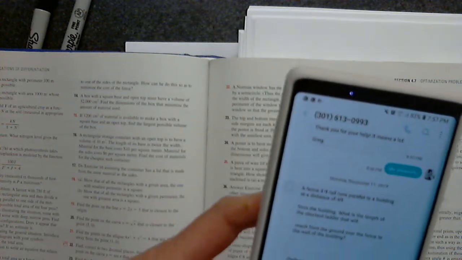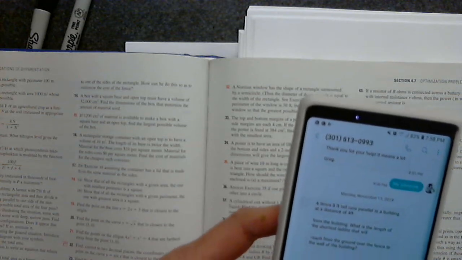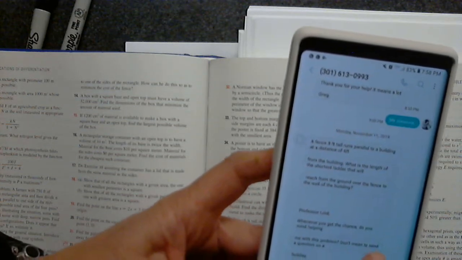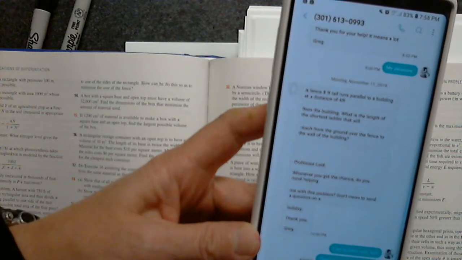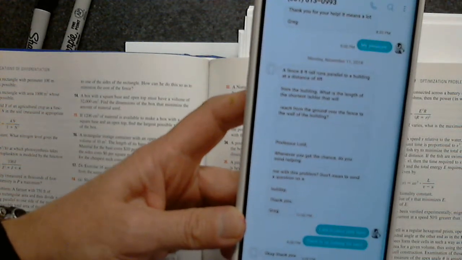I just got this text. And I said, sorry, Greg, please wait. Where is his text? Here it is. He's such a nice young man, like everyone here. So he said, a fence, blah, blah, blah, exactly this problem. And then he says, whenever you get the chance, I know it's a holiday. And I said, I'm in class until 9 p.m. There is no holiday for ACC.